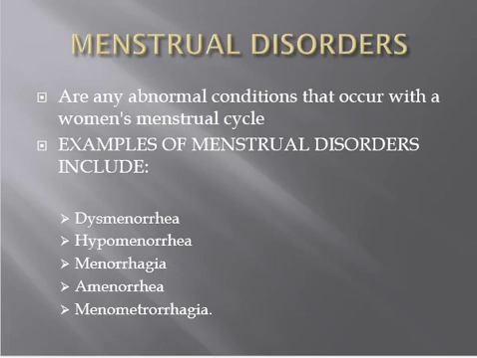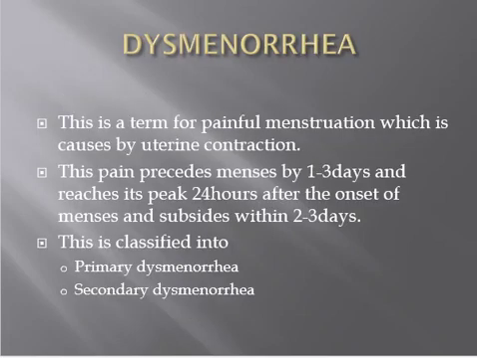That takes us to what dysmenorrhea is. Dysmenorrhea, in a layman's understanding, is just painful menstruation. This occurs as a result of the contraction of the uterine lining. This pain precedes the menses by a day to 3 days depending on your cycle and reaches its peak within 24 hours after the onset of the menses, and tends to decrease in severity within 2 to 3 days of menses. This pain is classified into two: primary dysmenorrhea and secondary dysmenorrhea.